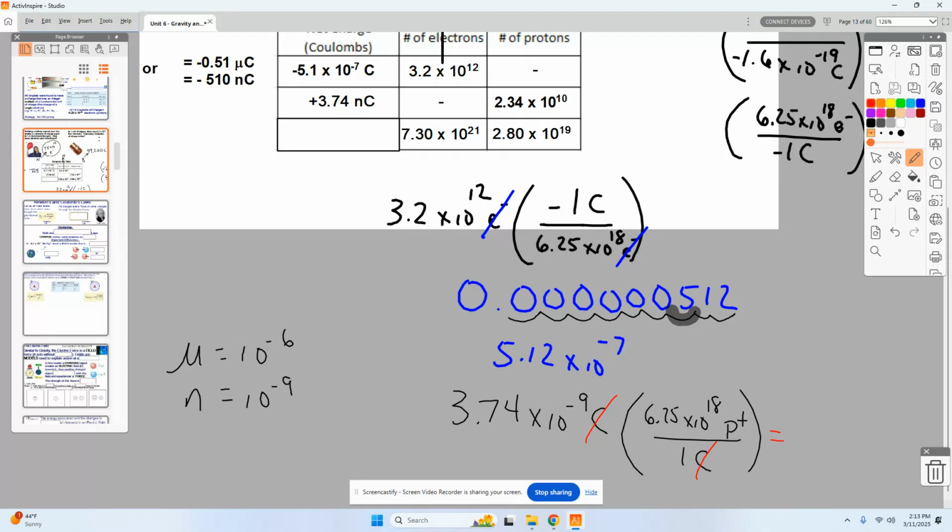When I'm done, just from a power of 10 standpoint, that's 10 to the negative 9, the other's 10 to the 18th. If I just add the exponents, that'd be 10 to the 9th. So I'm close, and your calculator will give you the 2.34 times 10 to the 10th, okay?